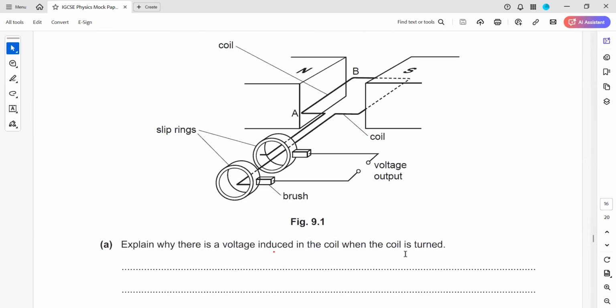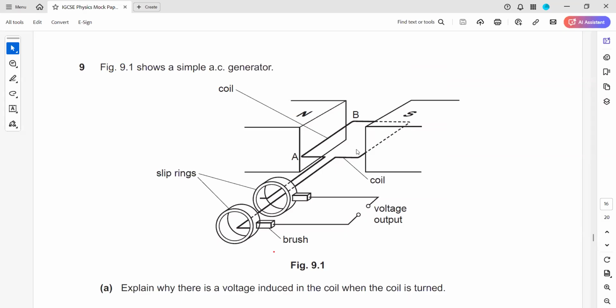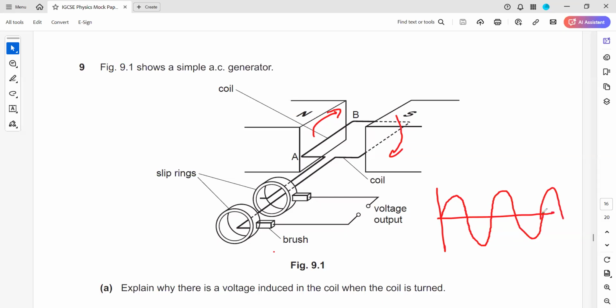So question 9, we did not discuss question 9. Figure 9.1 shows a simple AC generator. What is an AC generator? In an AC generator, the kinetic energy changes into electrical energy. When the coil rotates between the magnetic poles, there is a change in the magnetic field, and change in the magnetic field induces EMF. And the output we receive, the AC, increases to maximum, then decreases, then increases to negative maximum, then decreases, and so on.